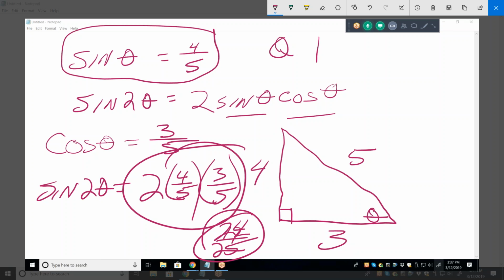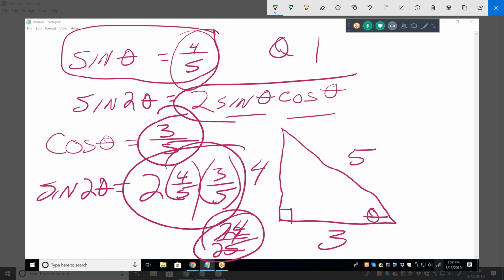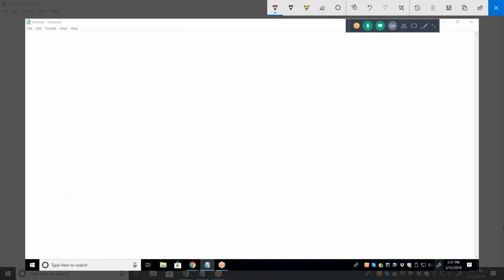Now, is that positive or negative? Well, the fact that it was in quadrant 1 meant that was positive and it meant that was positive. Fact of the matter is the sine of 2 theta is whatever that is. So as long as the sine of theta and cosine of theta are positive, then the answer is positive. But there are going to be some problems where the sine of theta or the cosine of theta is not going to be positive. Okay, so what else you got?